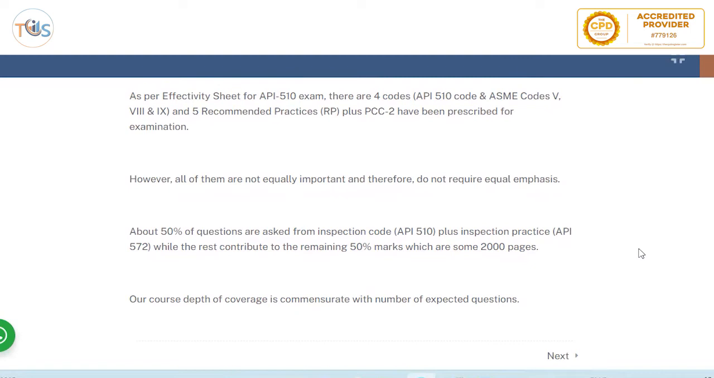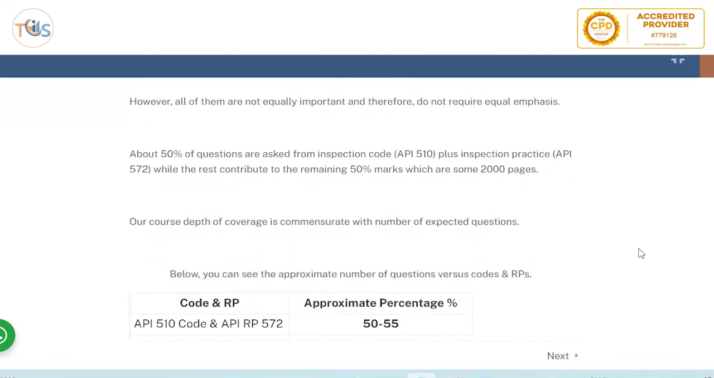Around 50% of the questions come from the inspection code, 510, plus the inspection practice that you need to read together. One is the code that tells you the do's and don'ts, and 572 is the practice which tells you how and when you should do the inspection. And 572 is normally the one that you would use on a day-to-day basis as an API 510 pressure vessel inspector, and they both contribute to 50% of marks. If you compare, their vocabulary is absolutely the same. There are a lot of similarities between these two, but the purposes are different.